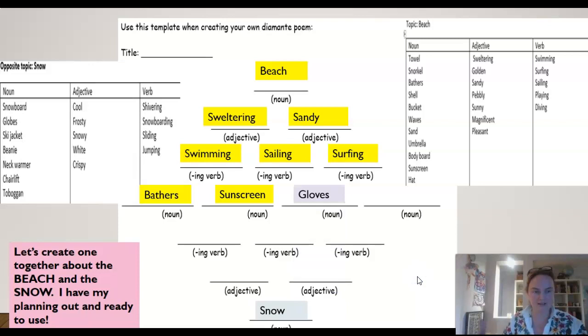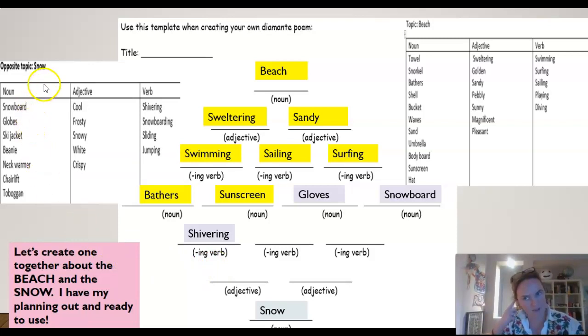Gloves. Yes, I would wear gloves at the snow. A snowboard. Yes, I like to take a snowboard to the snow. Ooh, now I need to include in this line, my 5th line, ing verbs that have got to do with my 2nd topic, my opposite topic, the snow. So shivering. Lots of people might be shivering at the snow.